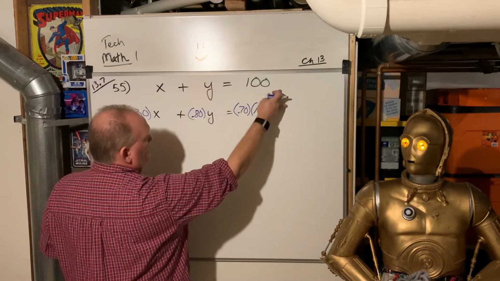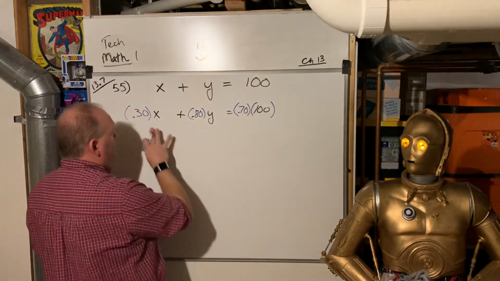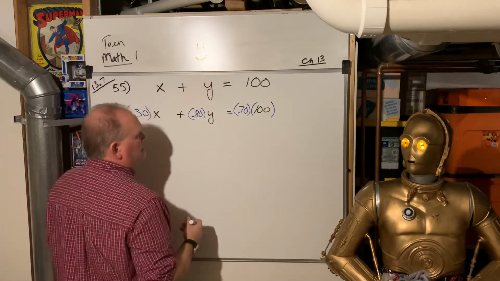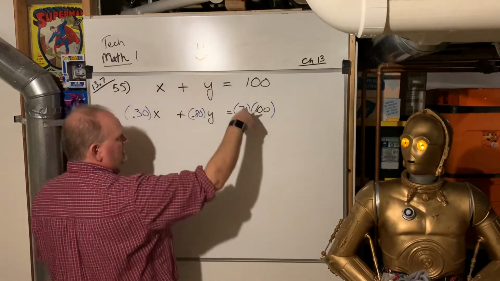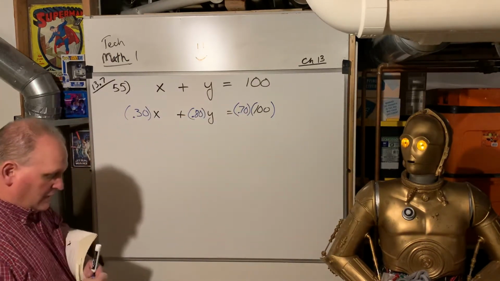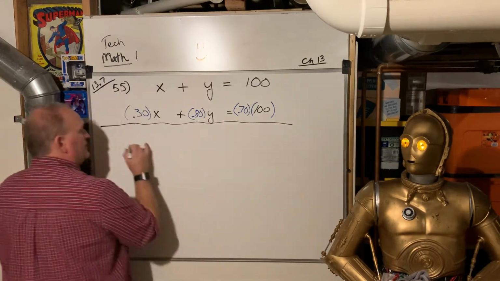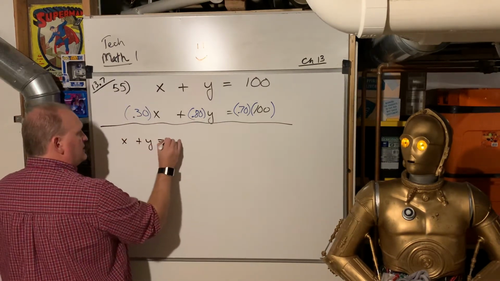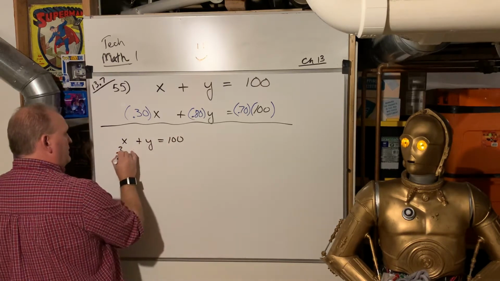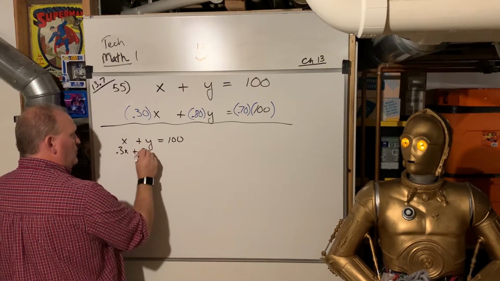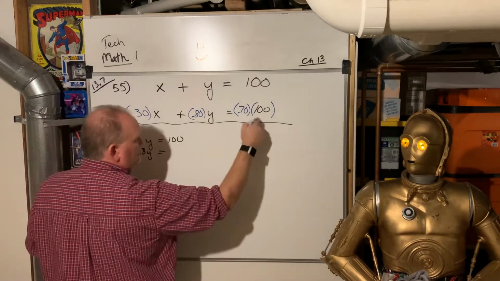And so you write that down. X plus y equals 100. That's the mixture part. And then this is the percent part. Okay? Where you just put each percent down for each value. So now if we take this and do a rewrite down here, we got x plus y equals 100, and you got 0.3x plus 0.8y equals 70.